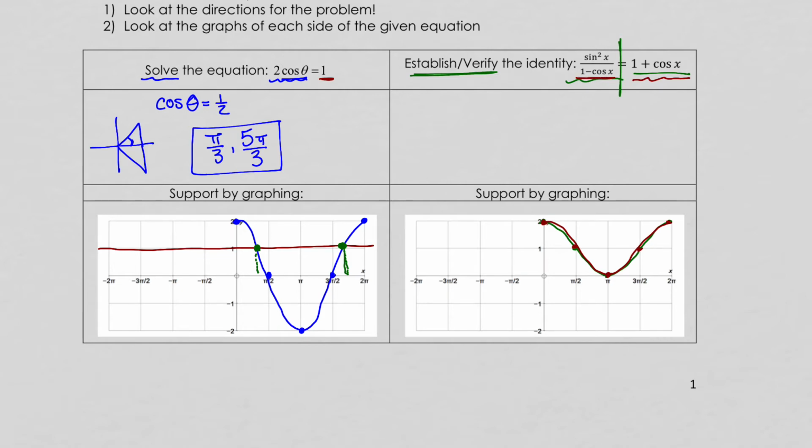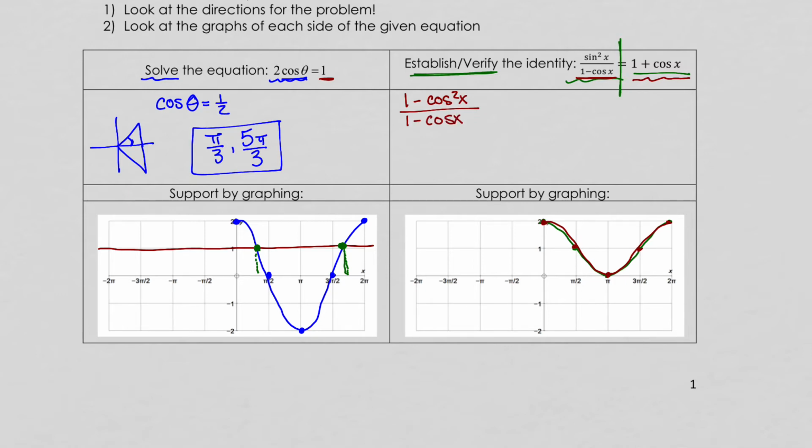Now, 1 minus cosine x is not part of one of the identities that we know. But sine squared x is part of an identity that has something very similar to it. So let's replace sine squared x with 1 minus cosine squared x, and that is over 1 minus cosine x.